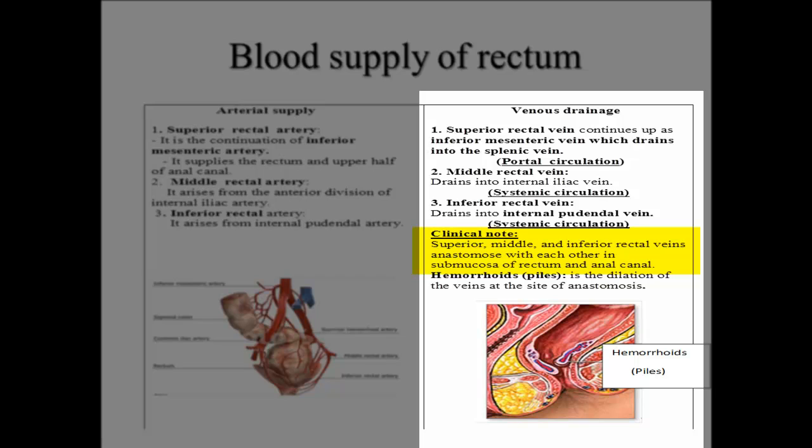Clinical notes: superior, middle, and inferior rectal veins anastomose with each other in submucosa of rectum and anal canal. Hemorrhoids or piles is the dilation of the veins at the site of anastomosis.